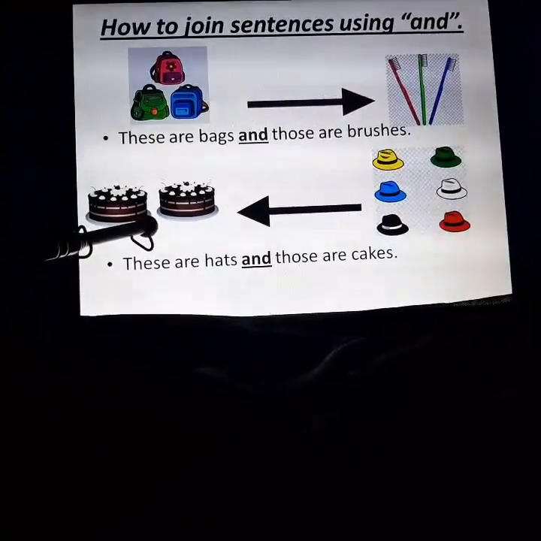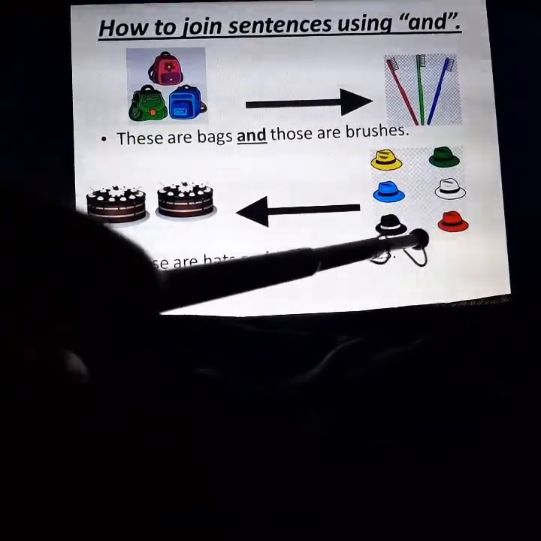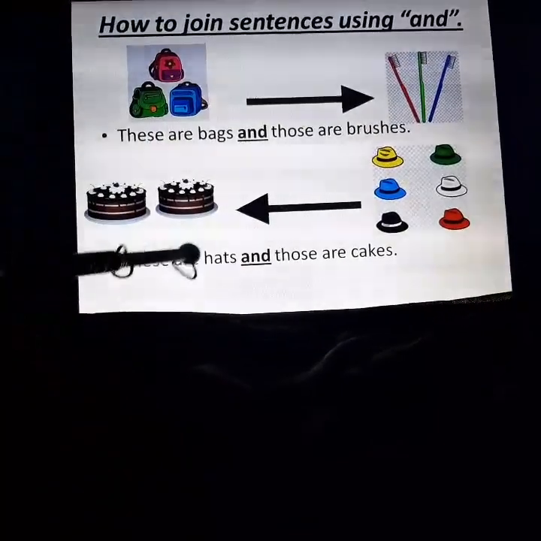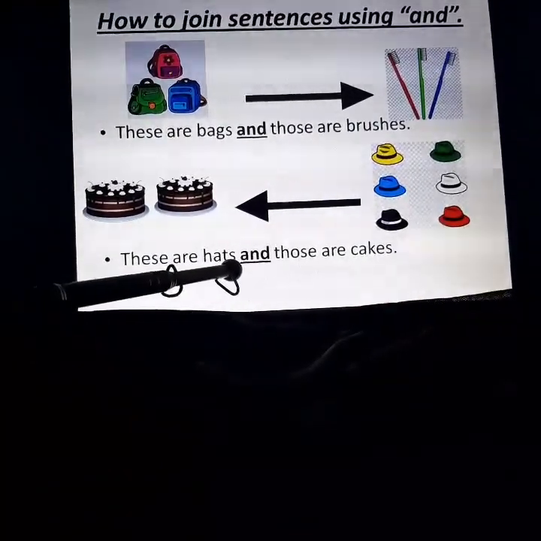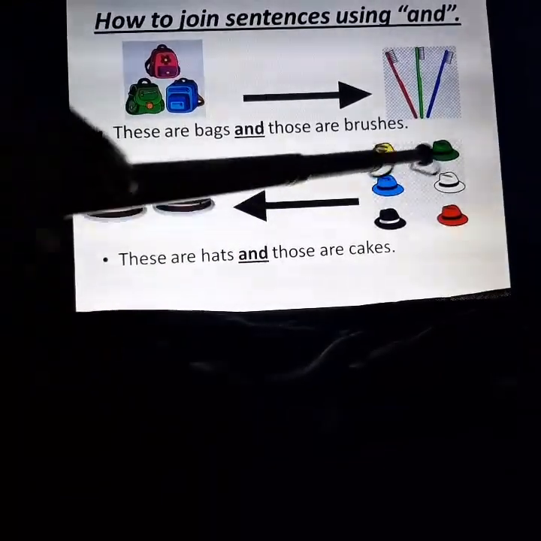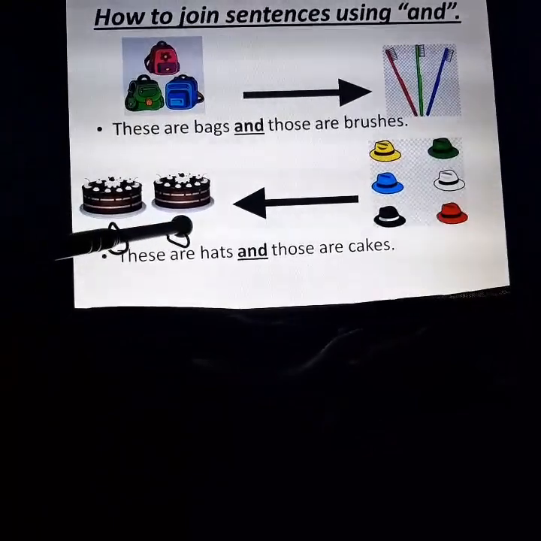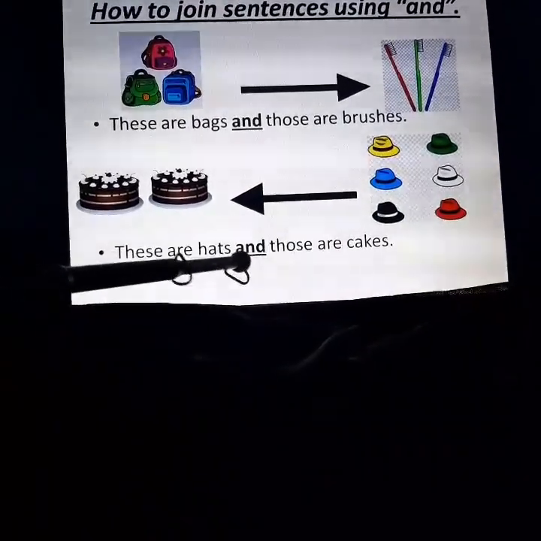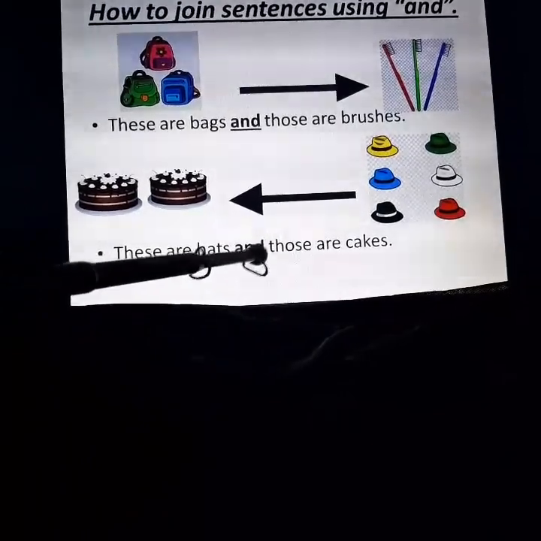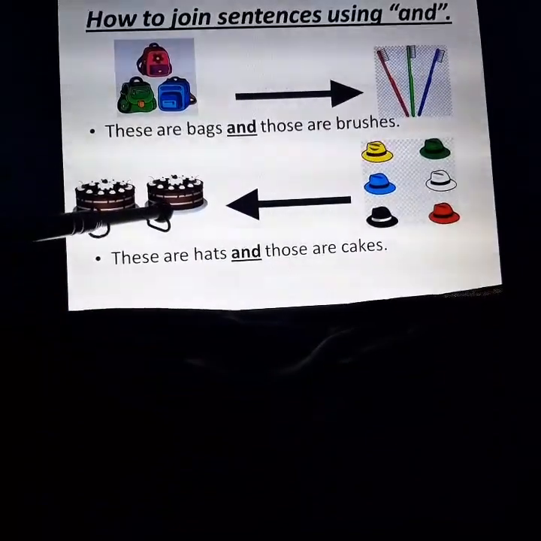Now here we have more than one cake, and on the other side we have more than one hat. So we will make sentence, these are hats. Now these are hats. The arrow is pointing towards cake. So cake is far from us. So these are hats. And we will use and over here. And those are cakes.